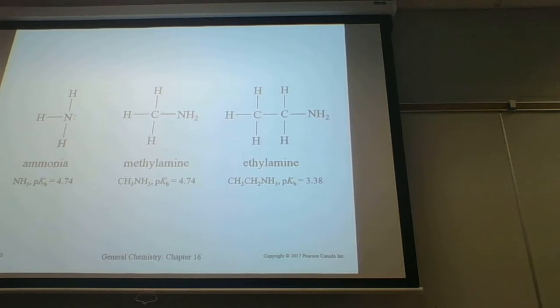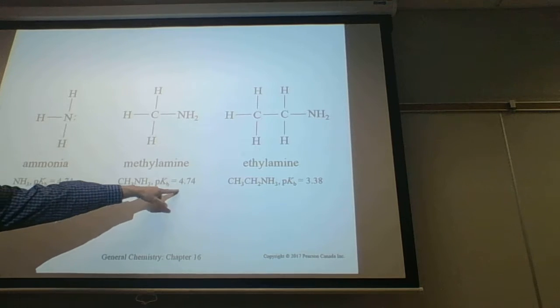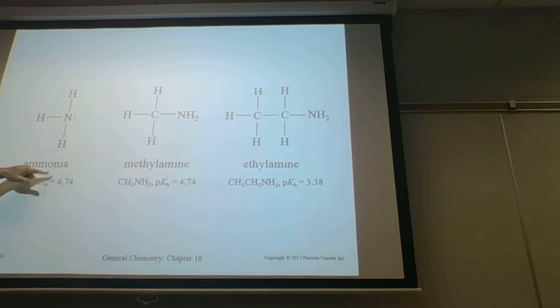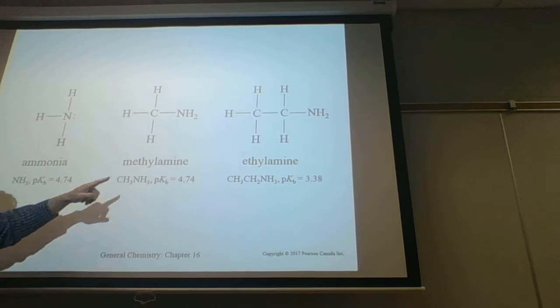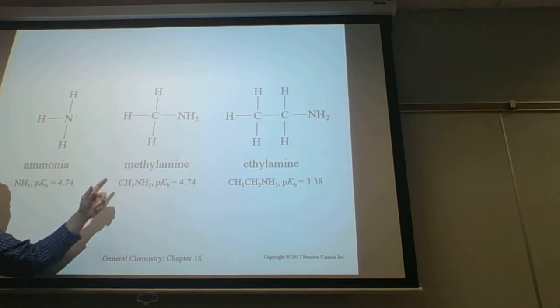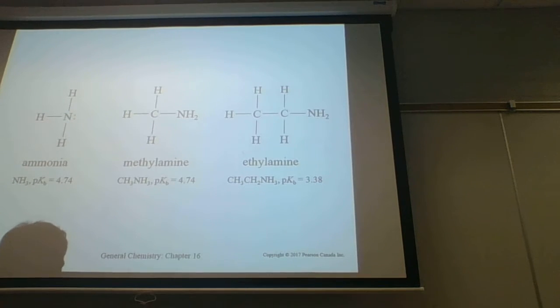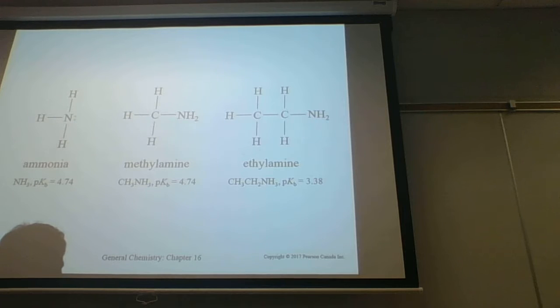Here we looked at some of these the other day. Actually, this is the wrong number here. 4.74 is right for ammonia. This one has, what would you expect? Methylamine. Should it be lower or should it be higher? It should be lower because lower is more powerful, right?